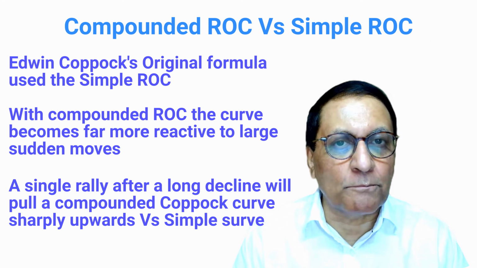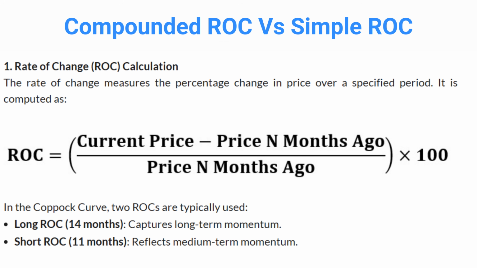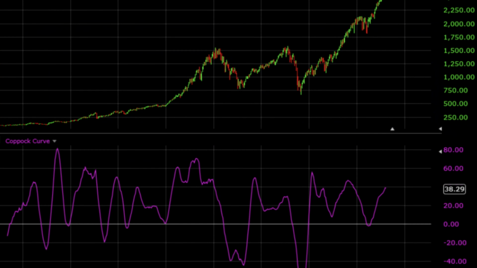Fortunately, most charting packages today compute ROC as price today divided by the price n periods prior, minus 1, times 100, which is the compounded or the geometric form, thereby increasing the sensitivity of the Coppock curve. Do not be fooled by the simplicity of this calculation. This curve often signals market bottoms before the crowd catches on.